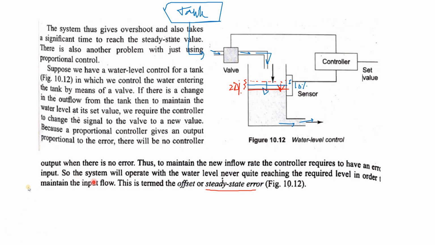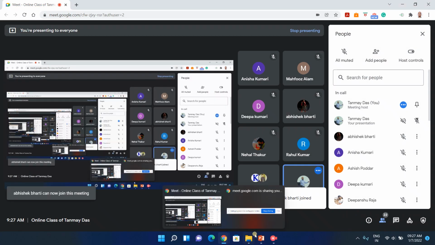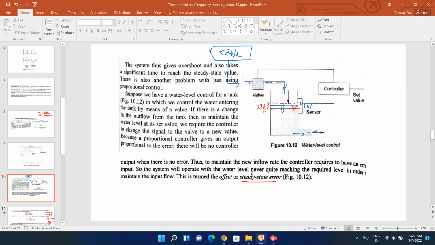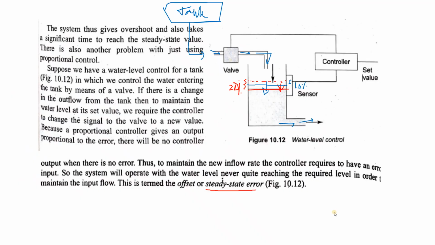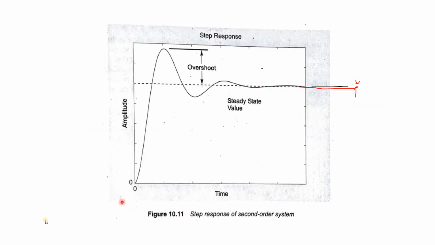Now someone says no, I will reduce the offset error to 1%. That also you can do. What you have to do is make the value of Kp very, very high. So in order to make the error go towards 0, you are increasing the value of Kp more and more.